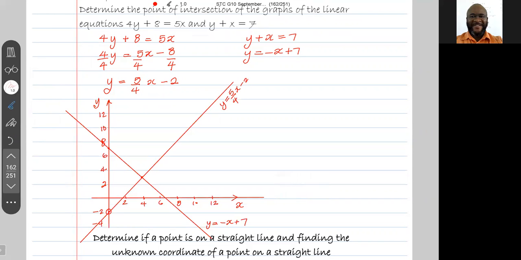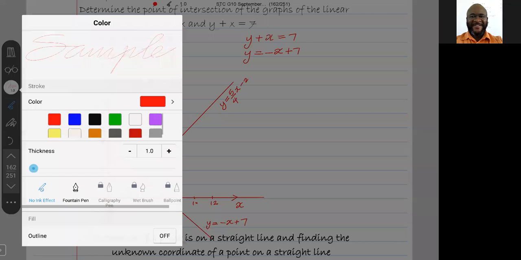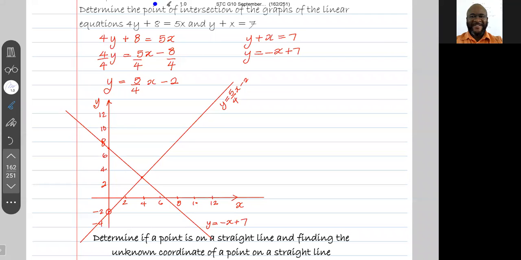Now, I need everybody to look and see what I do in order to determine the point of intersection by calculation. So I drew the two graphs to give you an appreciation of what you're being asked to do. You're being asked to determine the coordinates of this point. By observation, just from drawing the graph, this appears to be the point 4, 3. Let us see if calculation agrees.